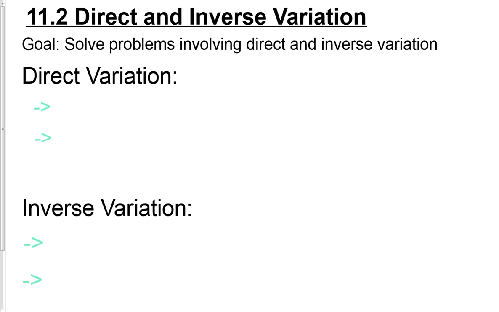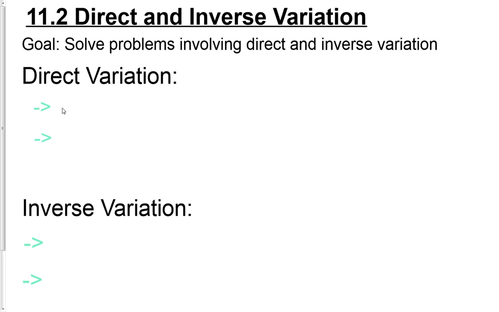Today's lesson is 11.2, direct and inverse variation. And we'll be solving problems with both these different types of variations. Now, direct variation was gone over sometime around when we learned slope, so inverse variation is going to be the big new thing, but we will go over both equally during this lesson as a good review.